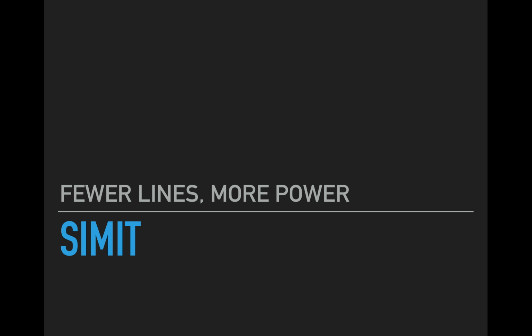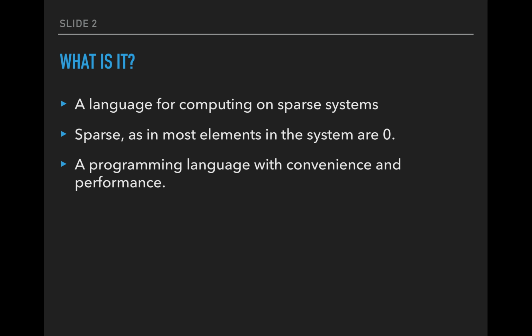So I'll be talking about SIMIT. SIMIT is a language for computing on sparse systems, right? What a sparse system is in this case is something like a mesh, because SIMIT is used for graphical simulations. That could be a video game, a movie, mostly a video game, but for computing graphics, right?